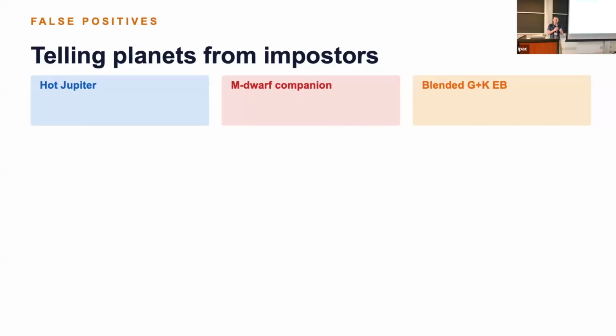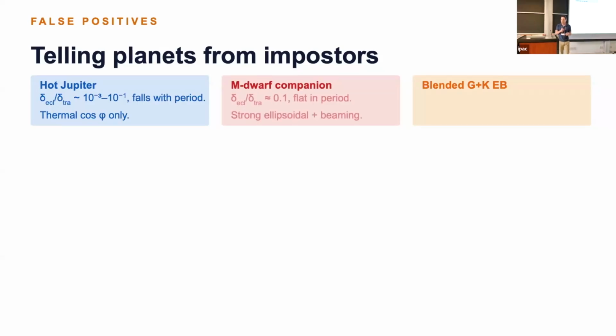And the critical parameter here is the ratio between the secondary eclipse depth and the transit depth, because the transit depth for all three scenarios will be very similar. This is why they become false positives. So the ratio for planets is pretty small. It can be as small as 10 to the minus 3. And for an M-dwarf companion, it's much larger, roughly 1 to 10, and it's even larger for eclipsing binaries.